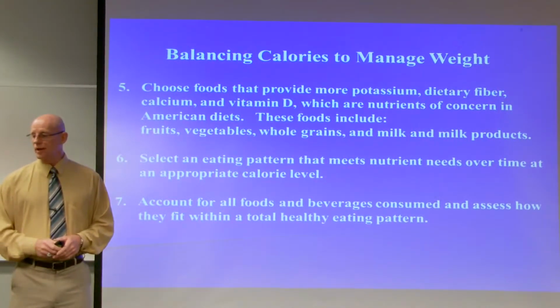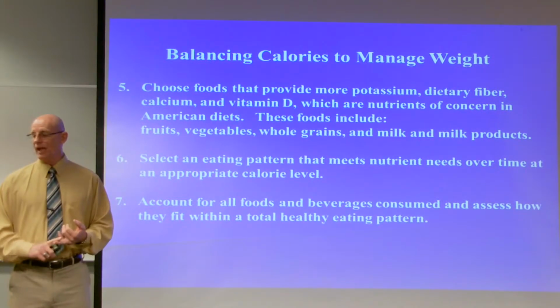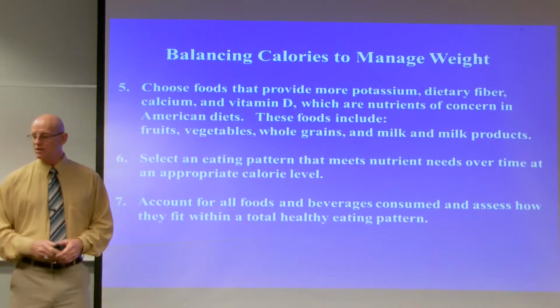Again, choose foods that provide more potassium, dietary fiber, calcium, and vitamin D. These are the nutrients of concern in our American diets. These foods include fruits and vegetables, whole grains, milk, and milk products. Select an eating pattern that meets nutrient needs over time at an appropriate calorie level.